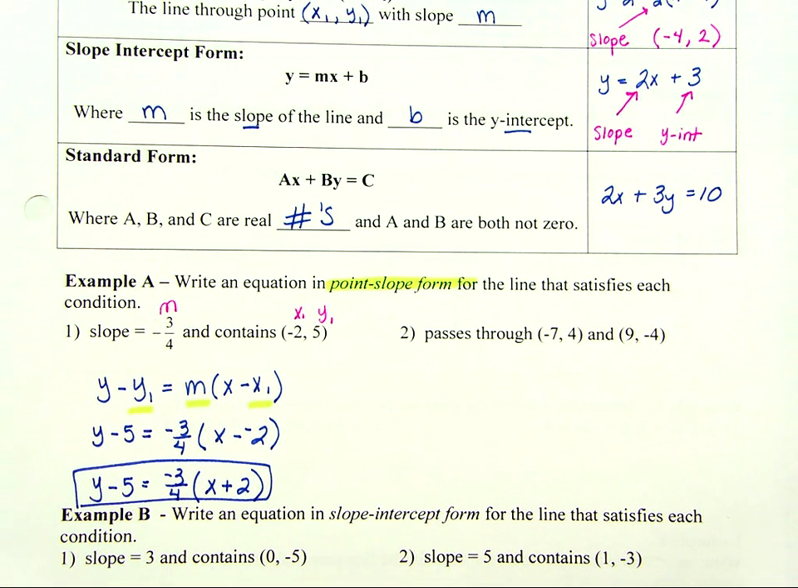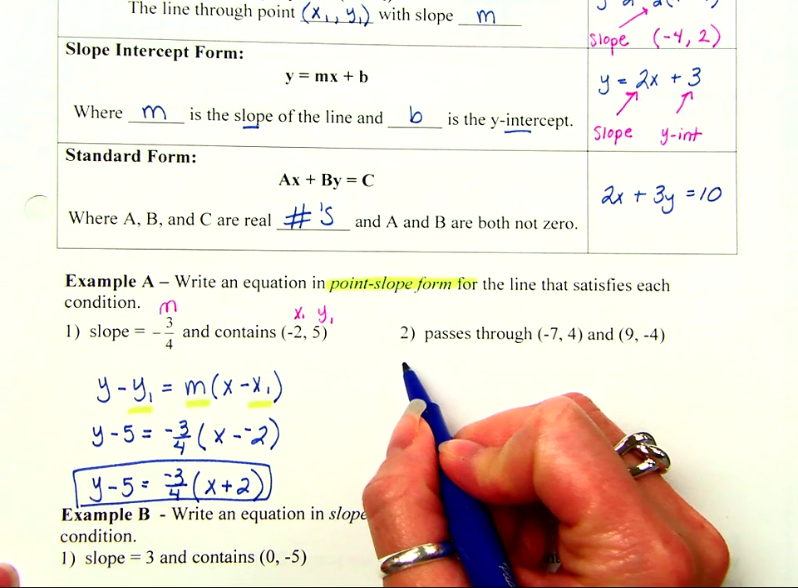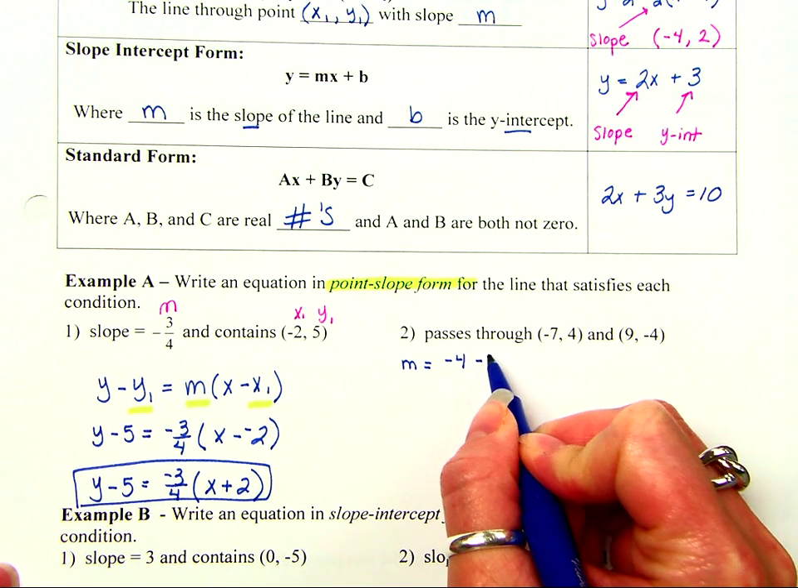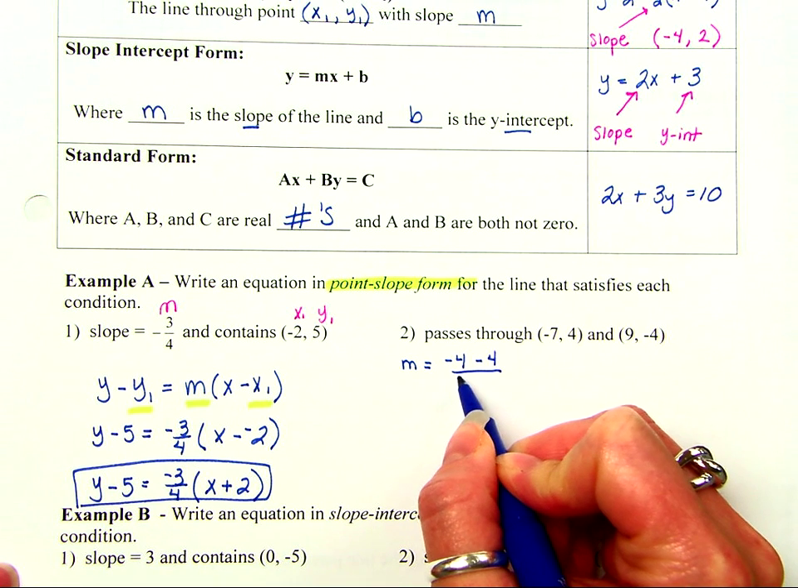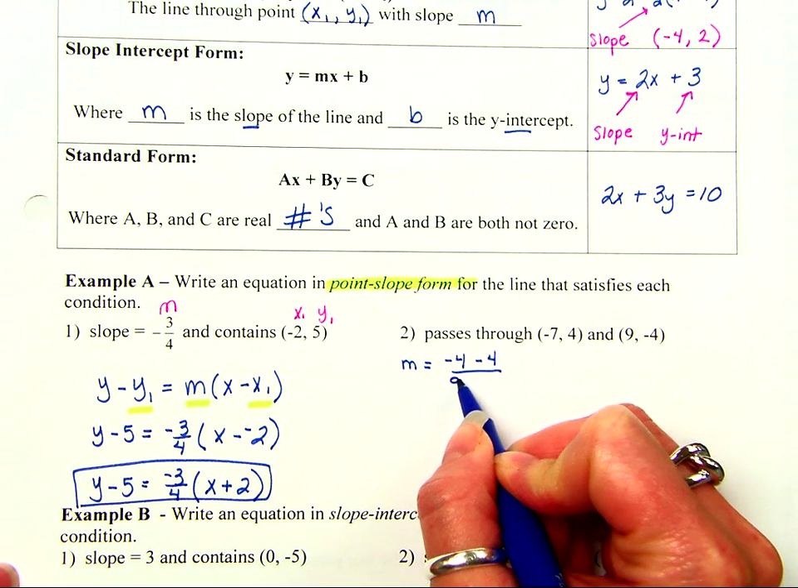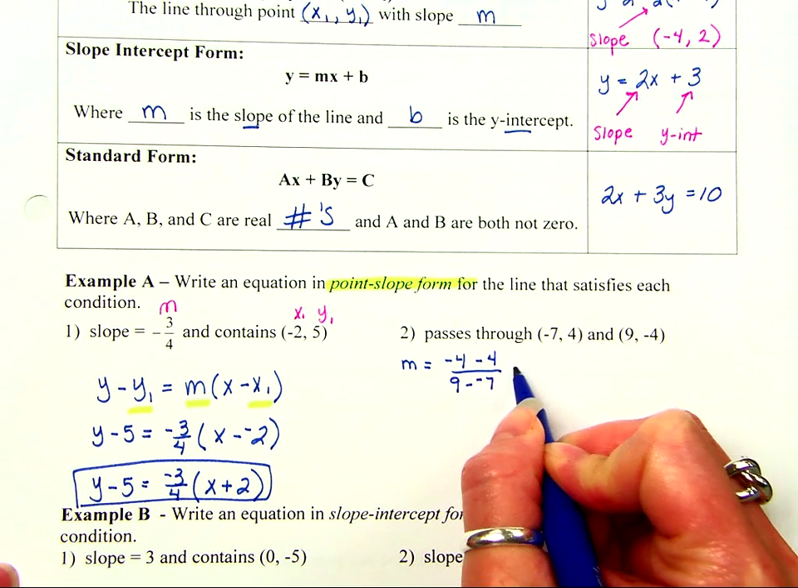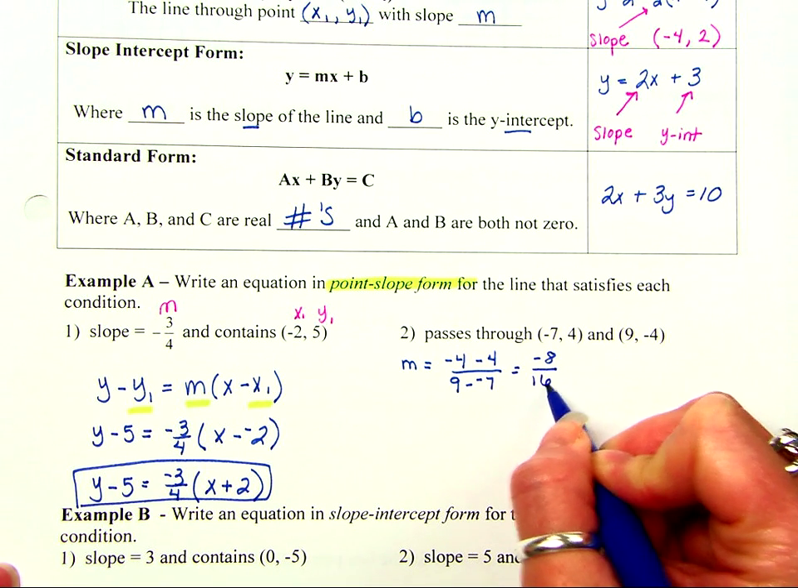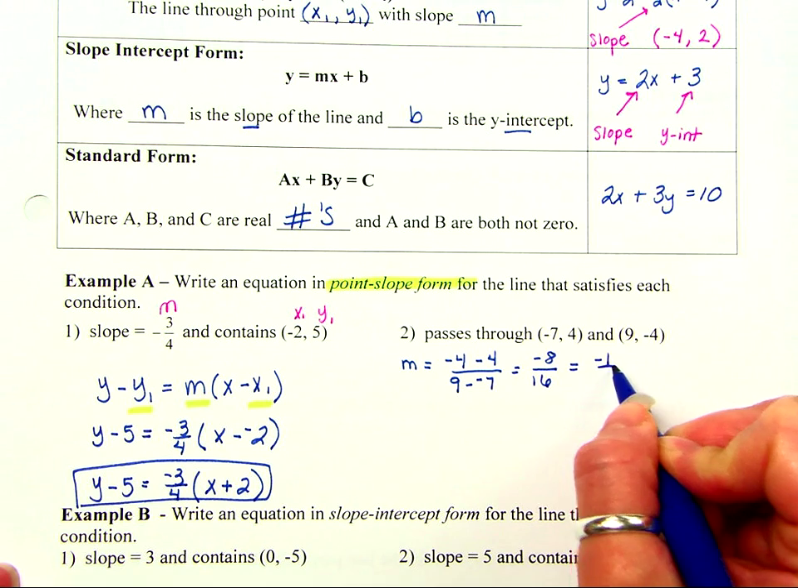As I look at number 2, it tells me that it passes through negative 7, 4 and 9, negative 4. So I have 2 points, but the one thing that I don't have is my slope, and that is where I'm going to have to start. So I'm first going to have to start by finding slope. We talked about it in lesson 5, y2 minus y1 over x2 minus x1. We need to be careful with our negatives. We find out here that our slope is negative 1/2.